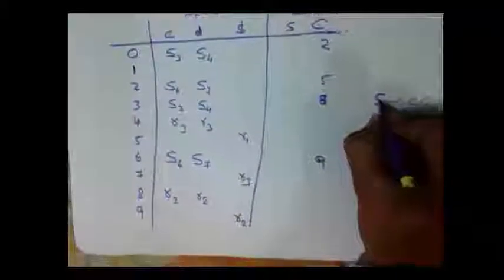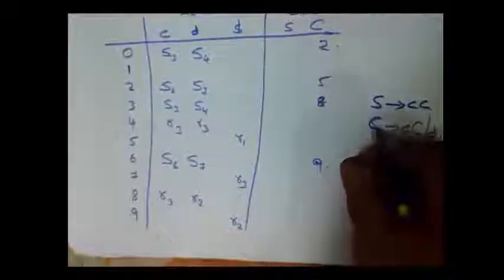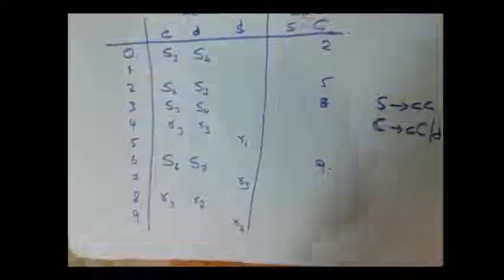And hence this is the construction for the given example: S derives CC, and C derives CC or D. And hence we constructed the canonical parsing table for this example.